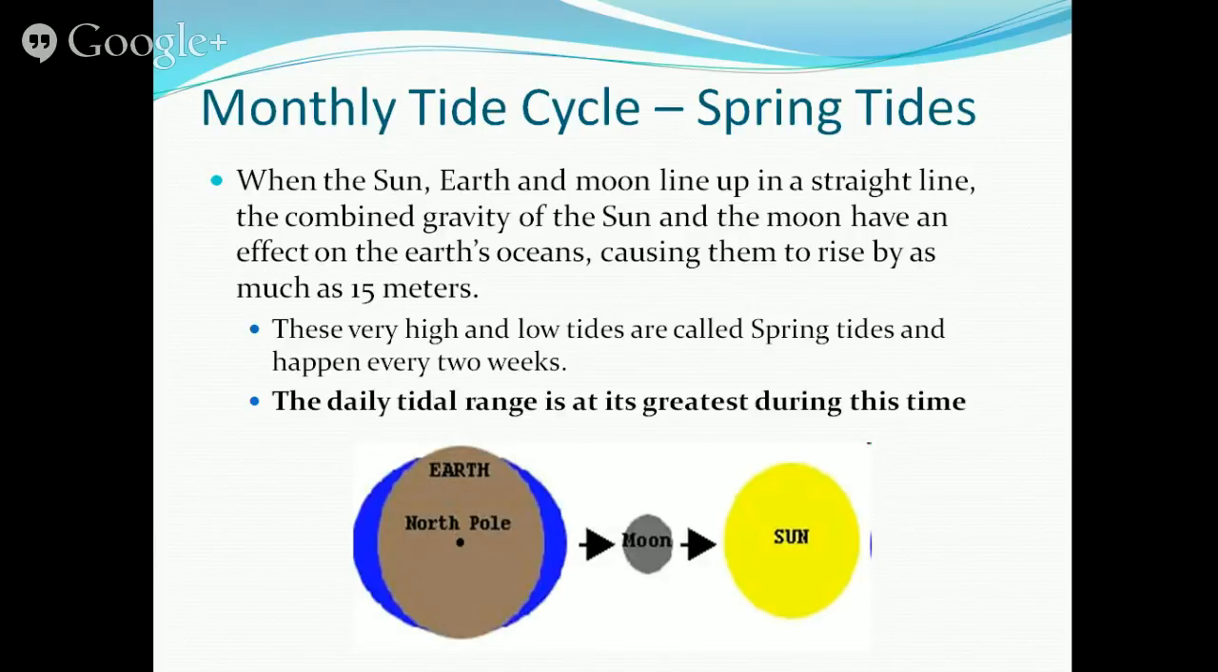You know, it takes a month for the moon to go around the Earth. You have one full moon and one new moon every month, so twice a month, so every 2 weeks. And this is when you have your greatest daily tidal range, so the greatest difference between your highs and lows.